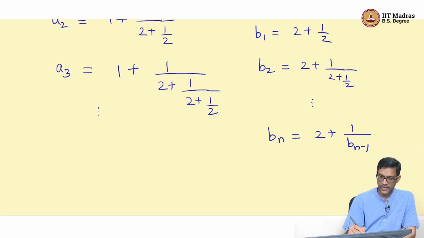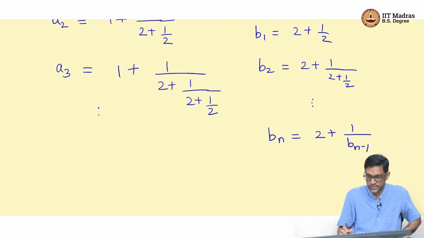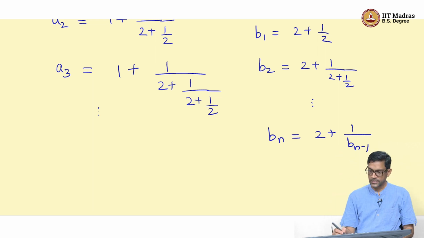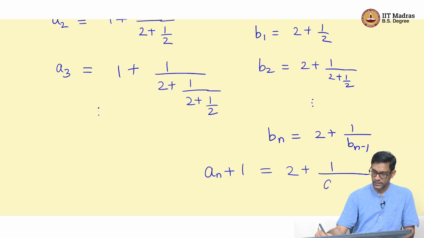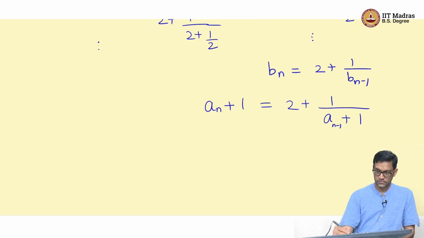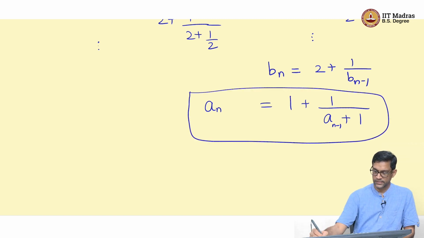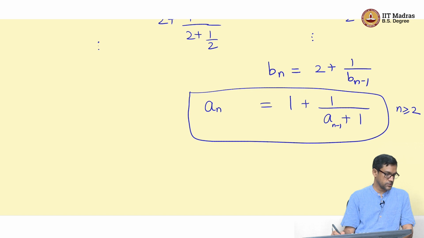In other words, let's rewrite this back in terms of the An's. It says that An+1 + 1 is 2 + 1/(An + 1). So I can take the 1 to the other side, that is, subtract a 1 from both sides, and write the equation like this. This is really the recurrence. For n greater than or equal to 2, the next term of the sequence is 1 + 1/(1 + the previous term of the sequence).